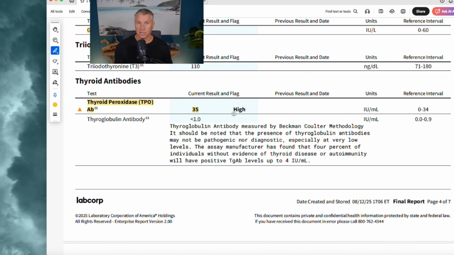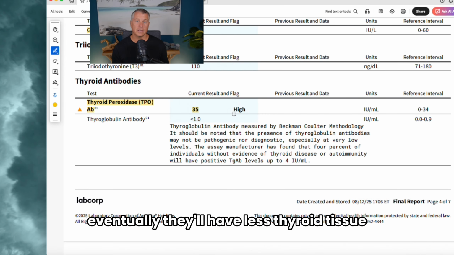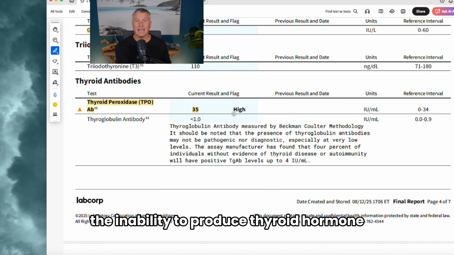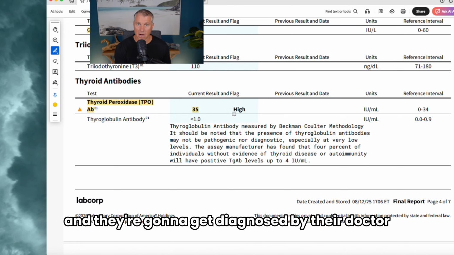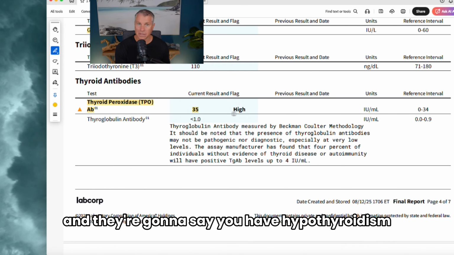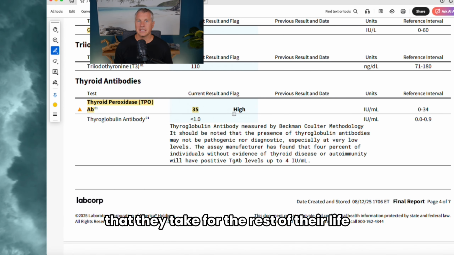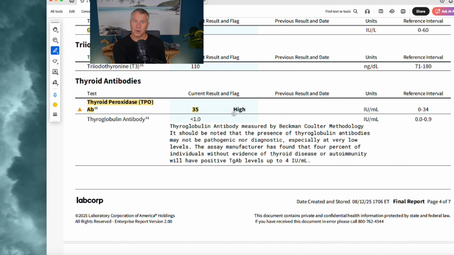Now, eventually with this person, as enough of the thyroid is being attacked and destroyed, they'll have less thyroid tissue, which means what? They're going to have the inability to produce thyroid hormone, and they're going to get diagnosed by their doctor, who will say you have hypothyroidism and give them a thyroid hormone that they take for the rest of their life. Well, is that fixing the problem? Is that addressing the underlying issue, which is the immune system attacking?